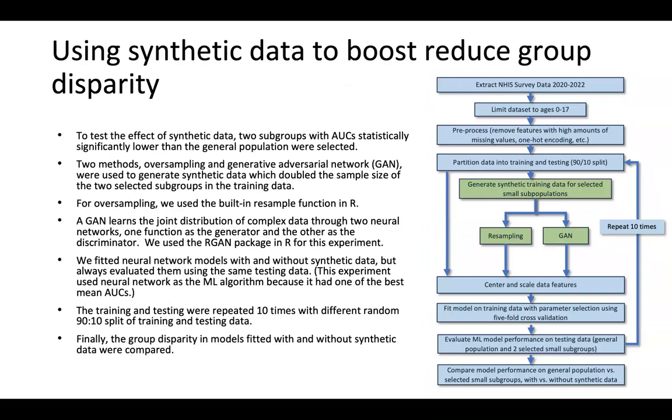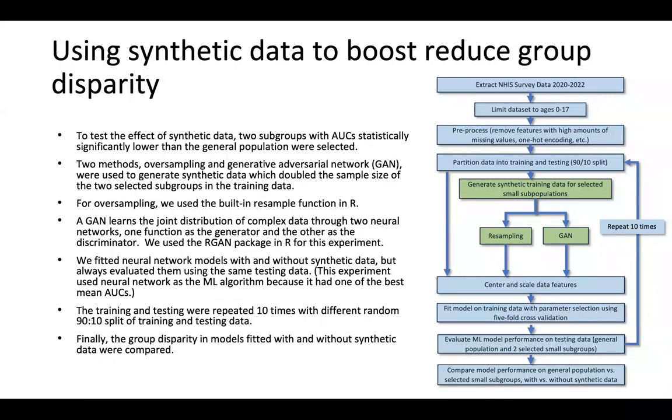So now let's explore our approach to mitigating these group disparities using synthetic data. Subgroups with AUCs significantly lower than the general population were identified, and we used 2 different methods, oversampling and generative adversarial network, or GAN. And we used these to generate synthetic data, nearly doubling the sample size of selected subgroups in the training data.